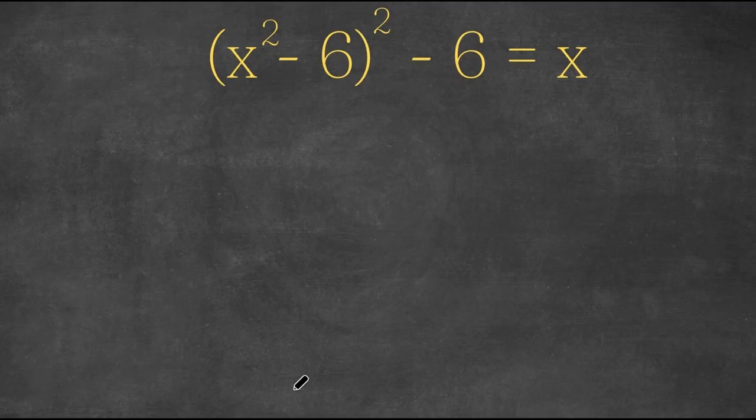In today's video, I'm going to be teaching you guys how to solve this exponential equation. So we have (x² − 6)² − 6 is equal to x. And what I'm first going to do is set a equal to x² − 6. So I'm going to set the variable a equal to x² − 6. And if we substitute in a for x² − 6, our equation would be a² − 6 is equal to x.